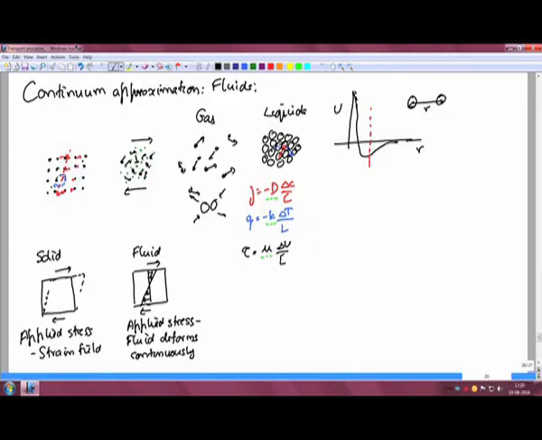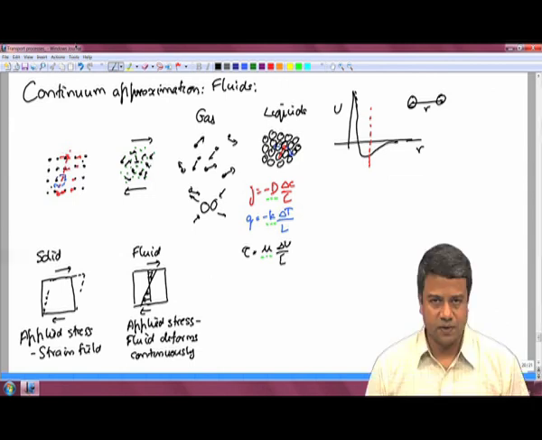Last class I had first discussed the distinction between solids and fluids and between liquids and gases. In solids, from a mechanical point of view, if you apply a stress, the solid will deform and then stop. It will stop at the point where the restoring force is equal to the applied force. Whereas in fluids, if you apply a stress, it will deform continuously.